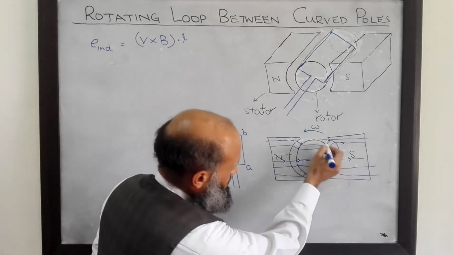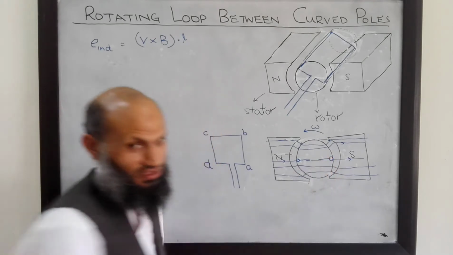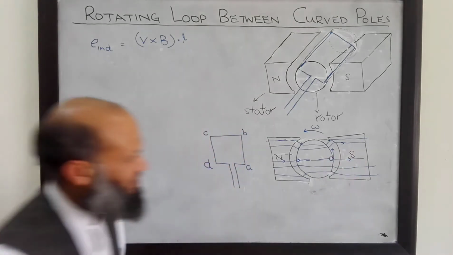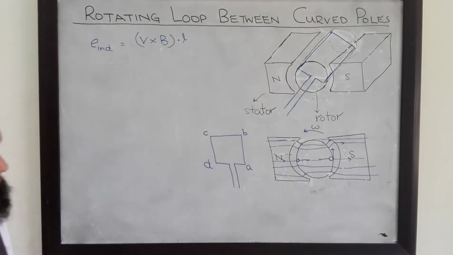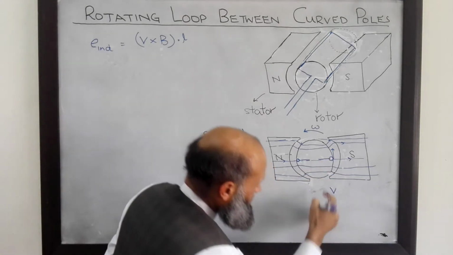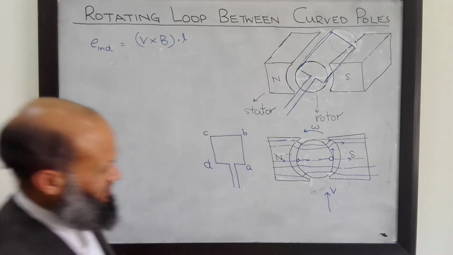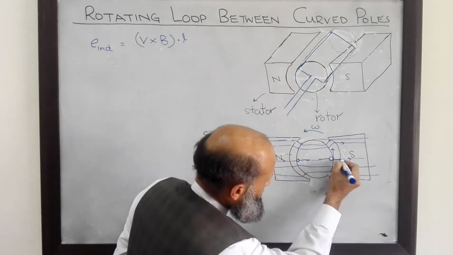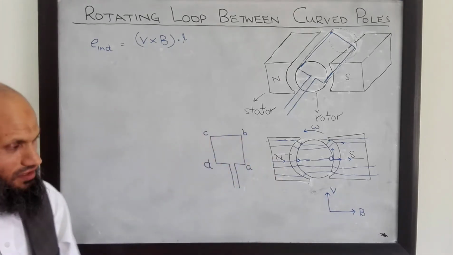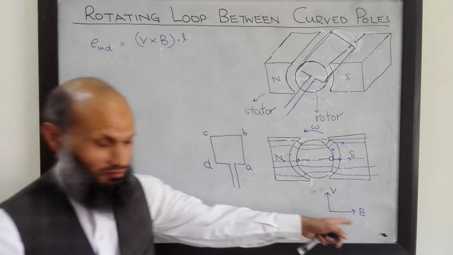So this rotor is rotating with this angular velocity. What is linear velocity of this conductor? That is this side of the conductor. That is always perpendicular. So if this conductor is at this position, then this is the velocity of this conductor. And what is direction of flux density vector? This is the flux density vector, B. So V is perpendicular to B. So V cross B is simply V multiplied by B.